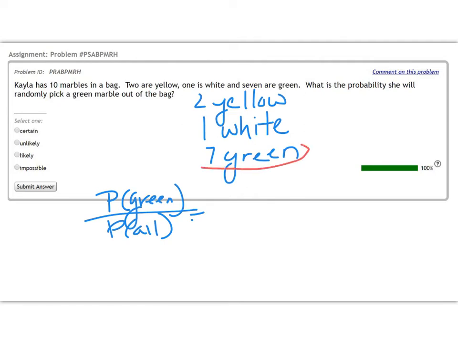The probability of green is 7. There are 7 green ones out of a total of 10. And if you add these 3 numbers together, you should end up with 10. We cannot simplify this fraction. So the probability is 7 out of 10 chances, or 7/10, to get a green out of the bag.